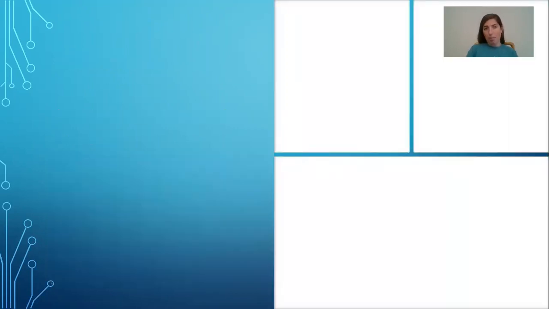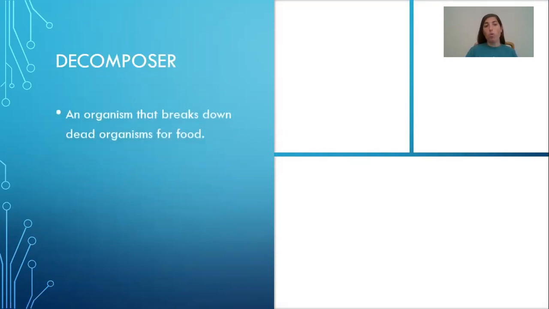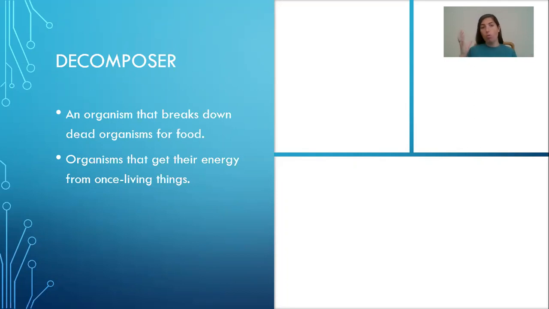So then the last type is a decomposer. And a decomposer is an organism that breaks down dead organisms for food. Okay? So these organisms get their energy from once living things. So unfortunately, animals die. You probably see some animals on the side of the road as you are driving, as you're walking. So those once living things will break down, and then these organisms, these decomposers, will use that broken down organism to get their food.